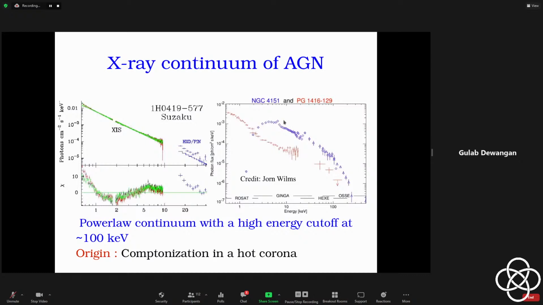So we have this kind of data only. And in the case of NGC 4151, you also see a cutoff at lower energy, and this is due to X-ray absorption. We will see how X-ray absorption can create this kind of cutoff. So what we see from the X-ray spectrum is that X-ray emission from AGNs is dominated by a power law continuum with a high energy cutoff at a few hundred keV. Such a spectrum is well described by the process called Comptonization in the hot corona, and we will see this also briefly.